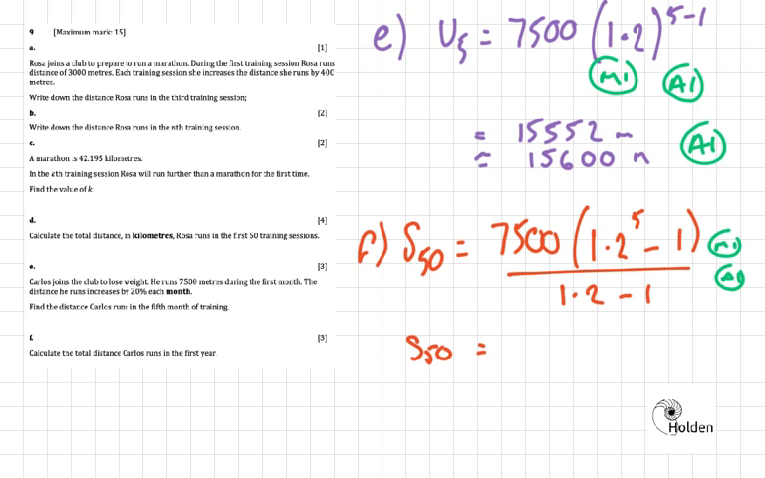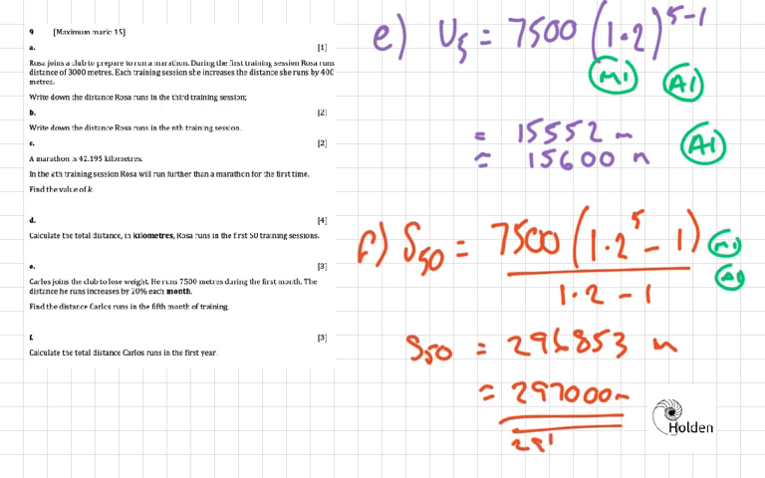Calculator time, S12 is equal to 296,853 meters. Question says, doesn't really matter, that's fine. So let's approximate 297,000 meters in a year. Or 297 kilometers. That's quite a distance. So it's an A1. If you only use your calculator to answer that and you arrive at an answer of 297 kilometers, that's going to be a G2. You'll be penalized for not showing your formula.